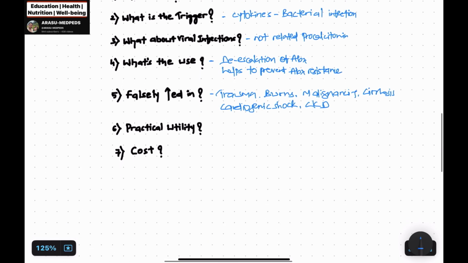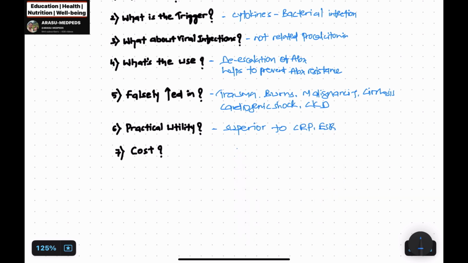So what is the practical utility of this one? See, we know that there are some other systemic inflammatory markers like CRP, ESR, but they can't distinguish between bacterial and viral infections. So in such situations, we can utilize procalcitonin. So we can consider it is superior to CRP, ESR in detecting bacterial infections.